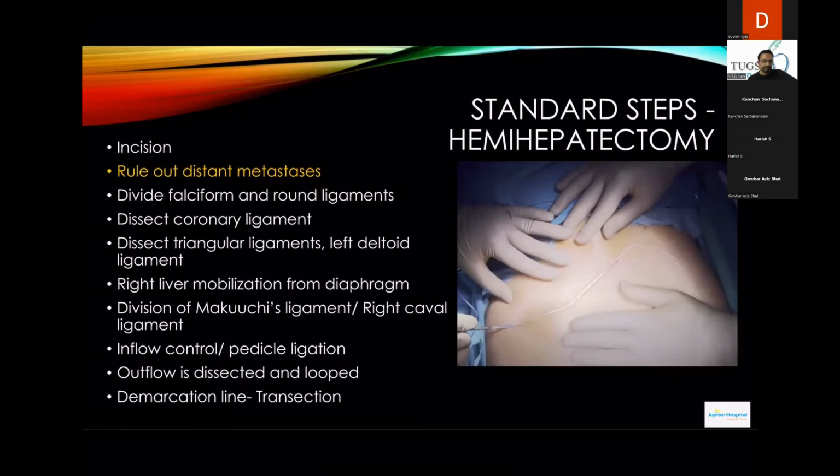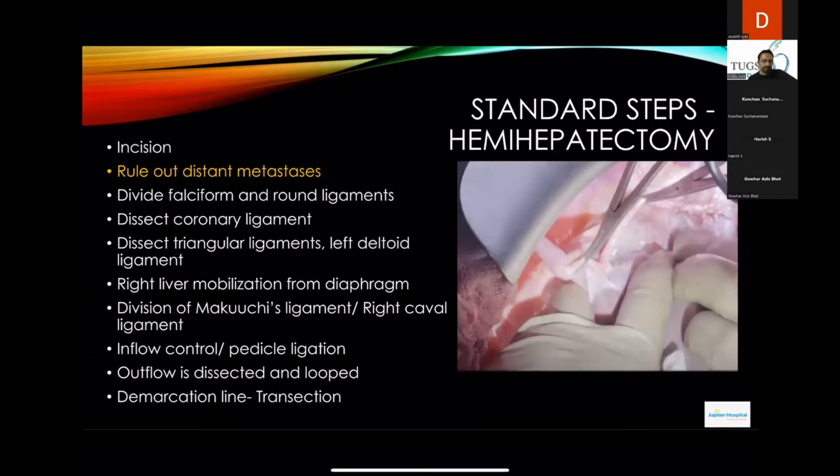You divide the ligaments around it. You divide the falciform and the round ligament. The round ligament end can be kept long so that it can assist you for retraction of the liver. You dissect the coronary ligament. You dissect the triangular ligaments. This is how you can dissect your triangular ligament.